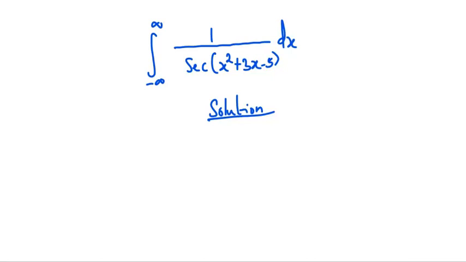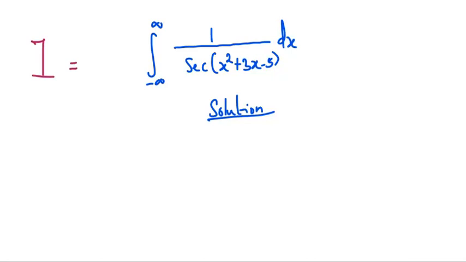Hello, you're welcome. Today we have this advanced improper integral problem. We have the integral from negative infinity to positive infinity of 1 divided by the secant of x squared plus 3x minus 5 dx. Let's call this integral I.